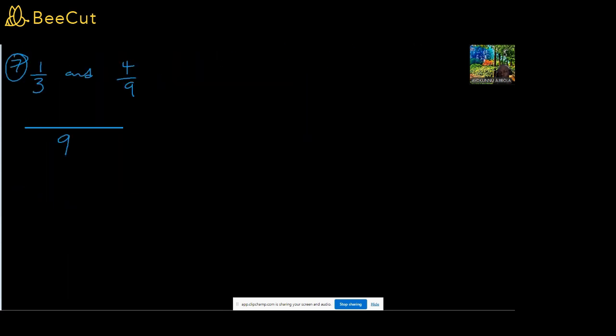But in this case, number 7, 3 is a factor of 9. Then 9 is a multiple of 3. Is that correct? Yes, sir. Good. So that's why we can pick 9. So how many 3 is in 9? That's 3. Then 3 times 1 is 3. Then how many 9 is in 9? That's 1. Then 1 times 4 is 4. So which one is the biggest? 4 over 9 is the biggest.